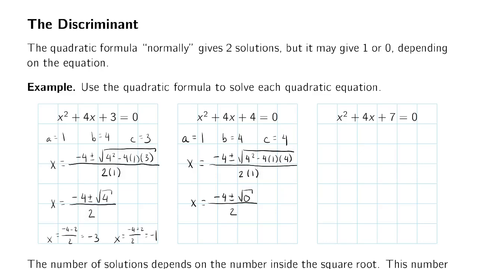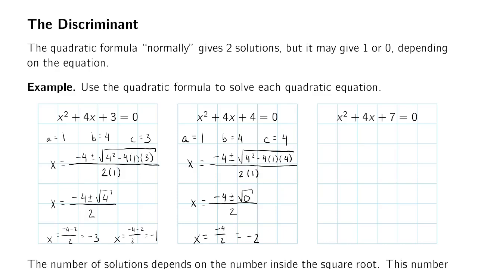Square root of 0 is just 0. It doesn't matter if I add or subtract 0. I'll just get x equals negative 4 over 2. There's only one solution, it's negative 2. Right? Because negative 4 plus 0, negative 4 minus 0, they're both negative 4.